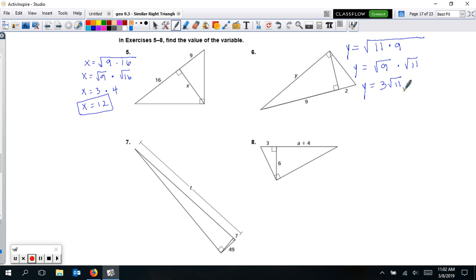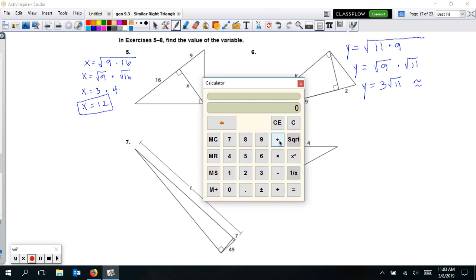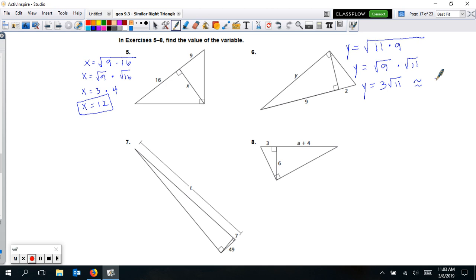If we needed to get this into a decimal form, we could do that. 9 times 11 is 99, and if I do that on the calculator, 99, hit the square root, that's approximately 9.9 in one decimal place. But most likely 3 square root of 11 is going to be the answer you have to put in on the computer. Number 7, so we're looking for the value of the variable.